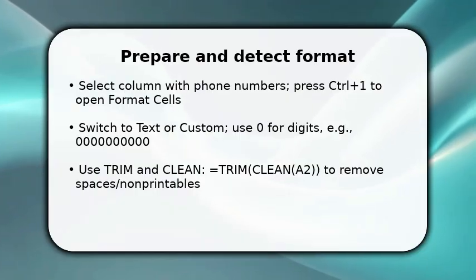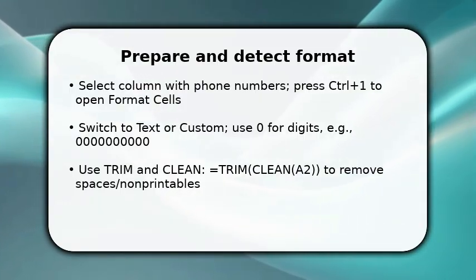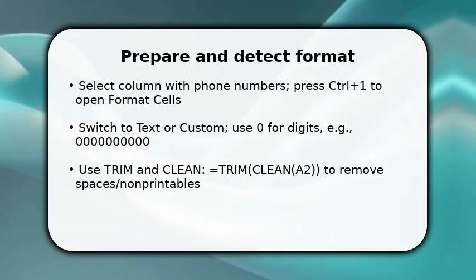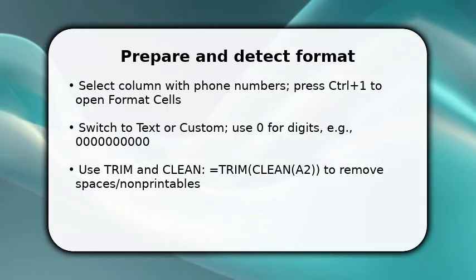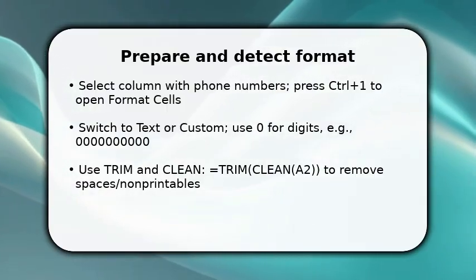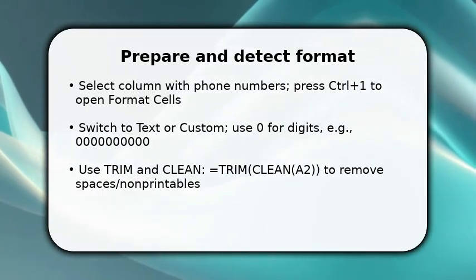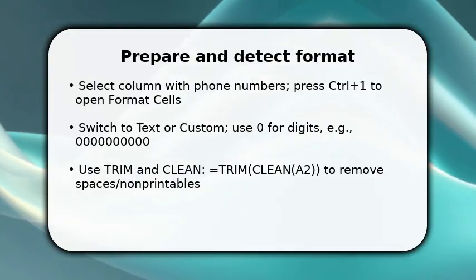You start by confirming the raw data and immediately normalizing it. First, select the phone column and press Ctrl+1 to set format cells. Choose text or a custom mask like 00000000000 so numbers don't auto-format. Once done, run cleaning formulas =TRIM(CLEAN(A2)) to strip extra spaces and hidden characters.